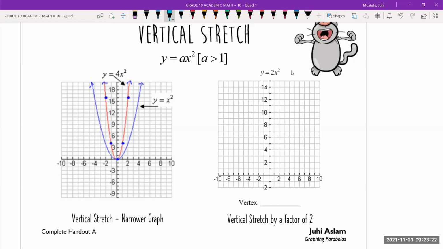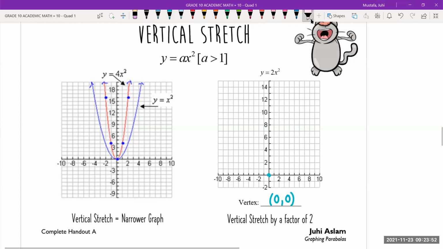Is there a horizontal translation? Is the parabola moving side to side? No, because there's no bracket, right? If there was a bracket, then we would know that. So what is the vertex of this parabola? Yeah, the vertex of this parabola is going to be 0, 0. The only things that affect the vertex are a vertical translation or a horizontal translation. But in this question, there is none of those. So we know we're starting at 0, 0.